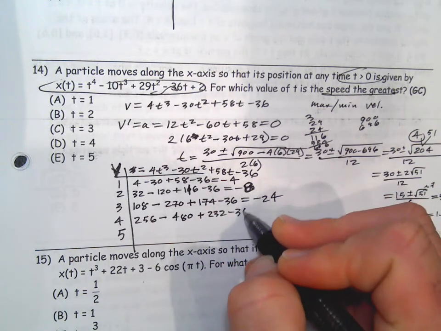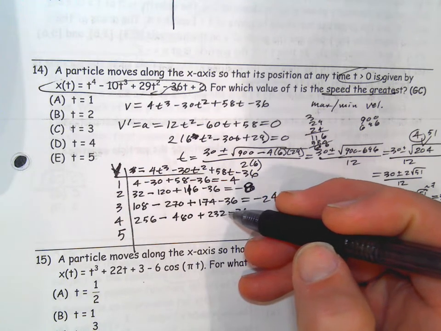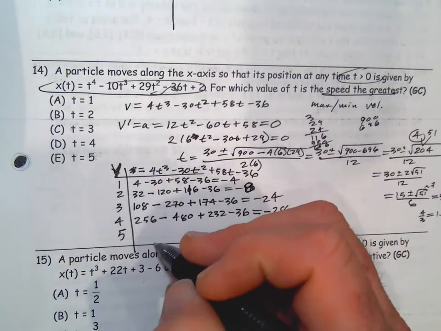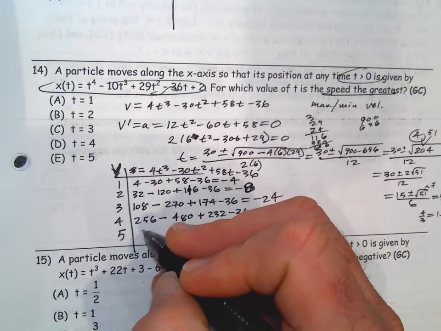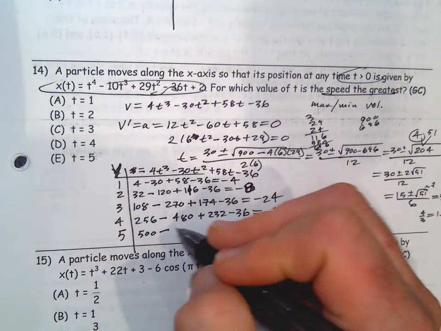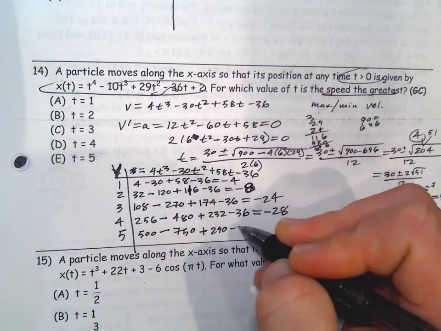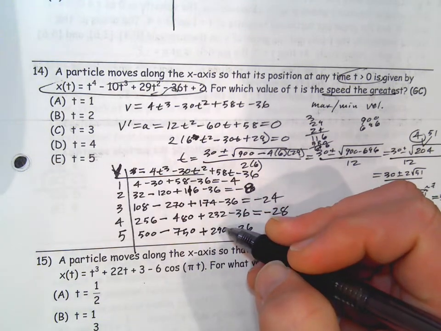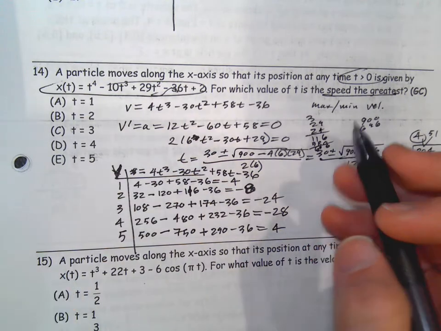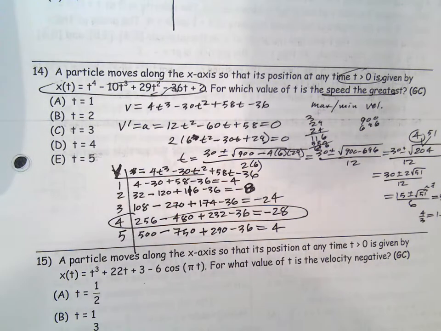232 minus 36. So that's 488. That's 8. It's negative 28. And if we plug 5 in, 125, 250, 500 minus 30 times 25, that'd be 75 with a 0 on the end, plus 250, 290, minus 36, so that's 790. It's 40 minus 8, that's 4. So which one is the greatest speed? It's going to be the biggest one, positive or negative. So it's going to be at 4.